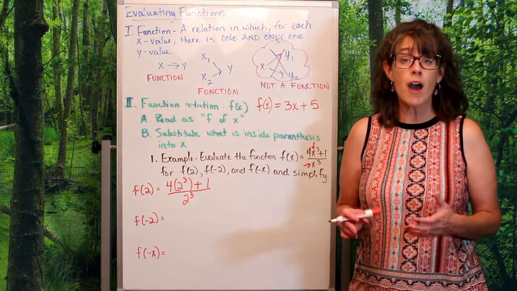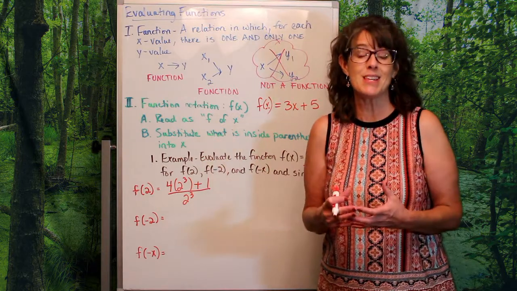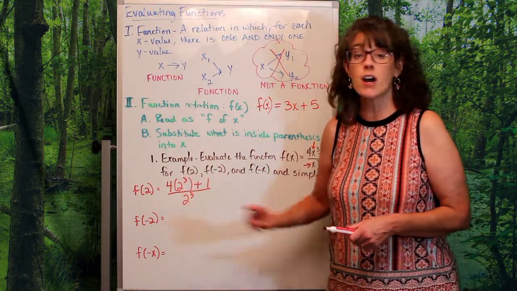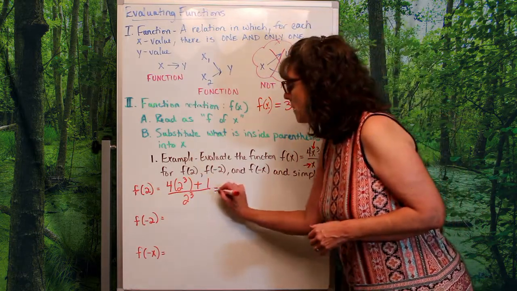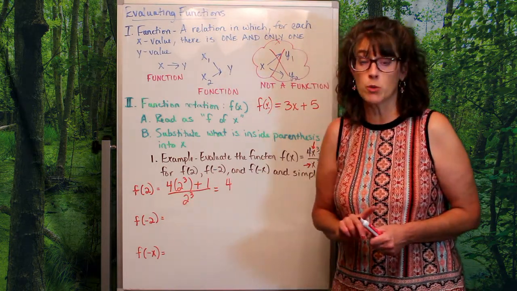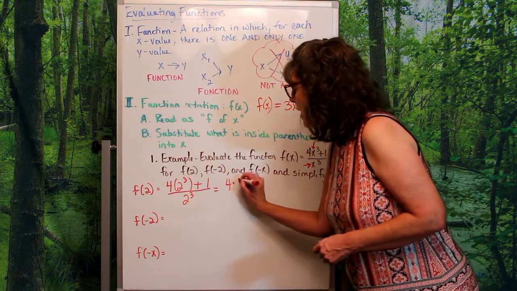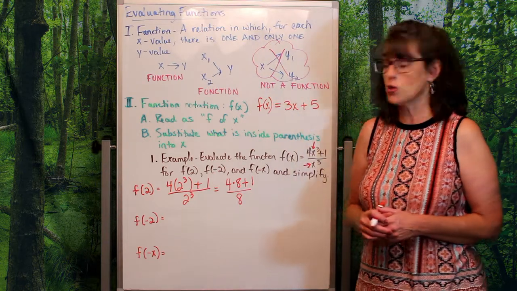Now, in order to evaluate it and simplify it, I'm going to follow order of operations, my PEMDAS, which says do the parentheses first. Inside that parentheses, I've got an exponent. So I'm going to do my parentheses, my exponents. 2 to the third power is 8. And remember, these two sitting beside each other, that does indicate multiplication. That's not a function notation there. That's multiplication. So it'll be 4 times that 8 plus 1 divided by 8, because again, 2 to the third is 8.